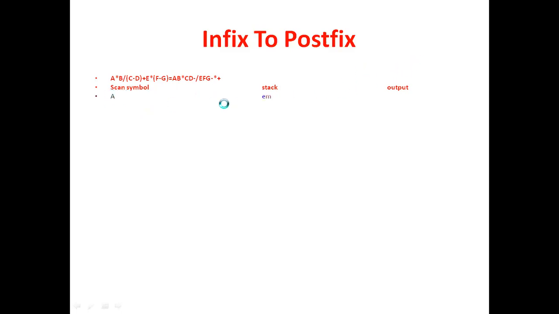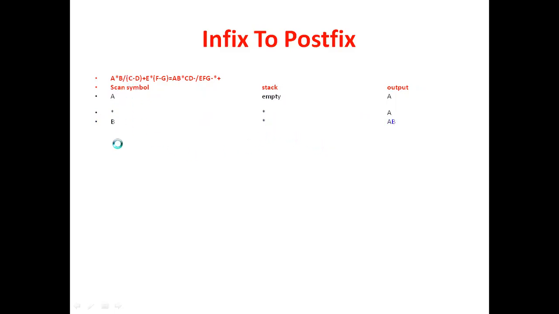Our scan symbol is A, so simply print it as output. Then the next scan symbol is an asterisk, and the stack is empty, so I can push it. Output is only A. Then B comes. If the scan symbol is an alphabet, simply print it in the output, that is AB. The stack is as it is, that is star only.